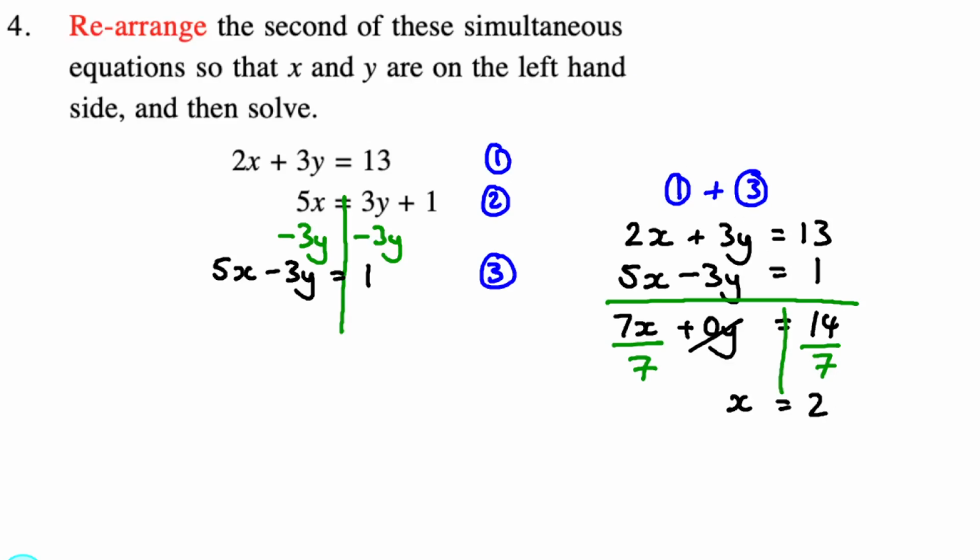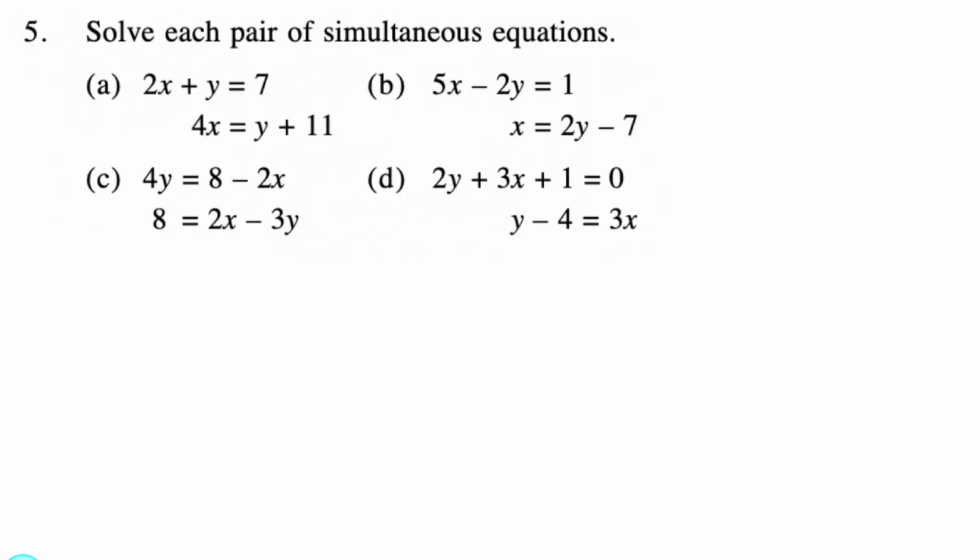I'm just going to put those onto the screen now. See how you get on with these questions here. Just note, I think there's a small typo on question B. That should be a minus 2y on the right-hand side of equation number 2. So question B should be x is equal to minus 2y plus 7. I hope you get on with those questions. Okay, thanks.